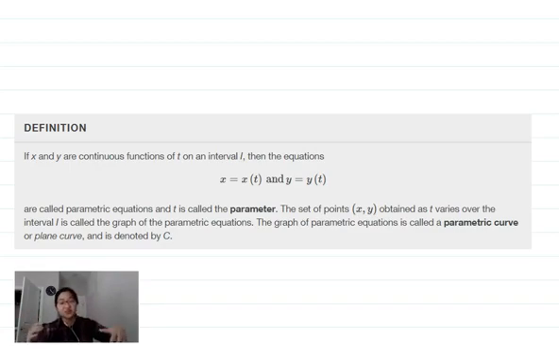Otherwise, we end up with cusps, and that's not going to give us continuous derivatives, but we'll talk about that a little bit later. But we have our function x and our function y that are depending on this other parameter, and it's a different variable. Generally, we call it t, and it helps us to think about that in terms of time.